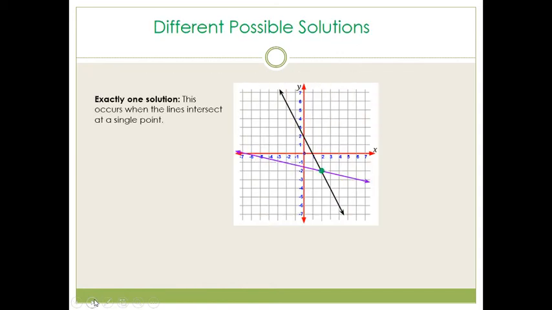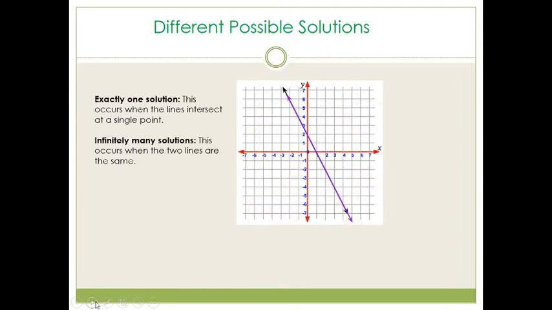So when we're solving a system of equations, there are three possibilities. One is that we get exactly one solution, as we saw on the previous slide. This occurs where the lines intersect at a single point. In this case, the solution to this system is x = 2, y = -2.